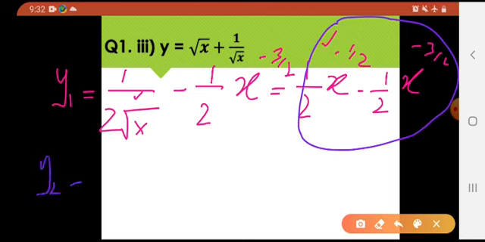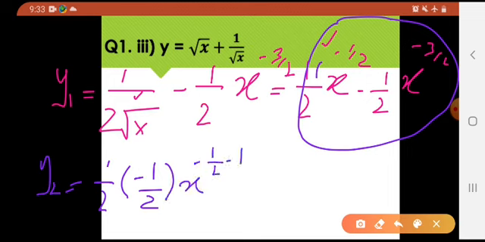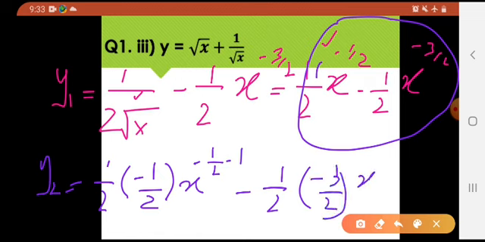So it would be y2 equals to, with respect to x, do not forget, with respect to x. Okay, so 1 over 2 as it is, the power rule applies, power into minus 1 by 2 minus 1. Again here also the power rule will apply. So minus 3 by 2 comes first, x raised to the power minus 3 by 2 minus 1. Let us get to know the answer. It would be minus 1 by 4 x raised to the power minus 3 by 2.